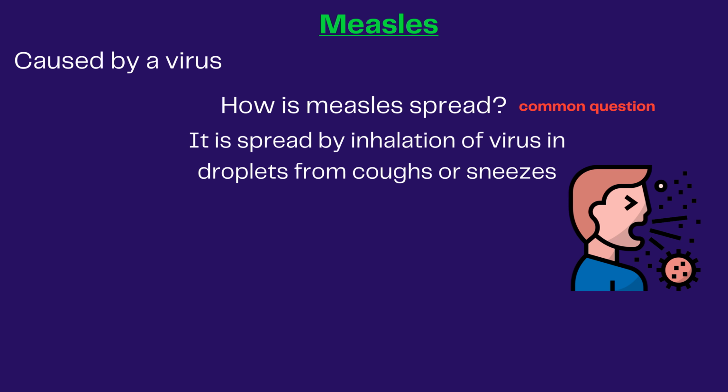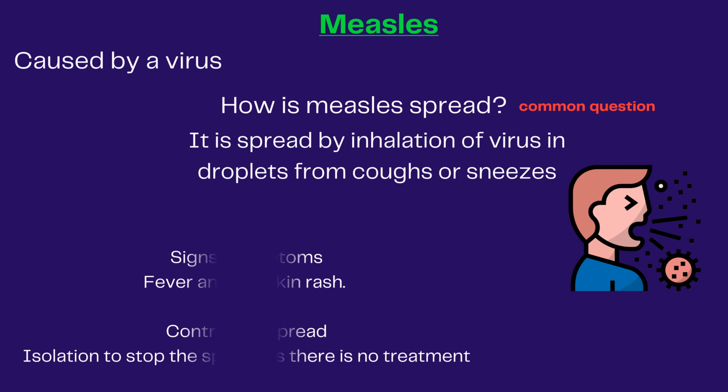Okay, so you need to write down these 2 points to get the 2 marks. So it's not just inhalation of droplets. You must say that virus is found in the droplets and the droplets came about from coughs or sneezes. Signs and symptoms of measles: fever and red rash on the skin. And how do we control the spread now of measles? It's isolation to stop the spread, and there is no treatment for it.